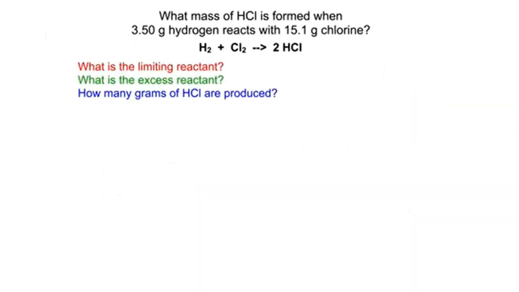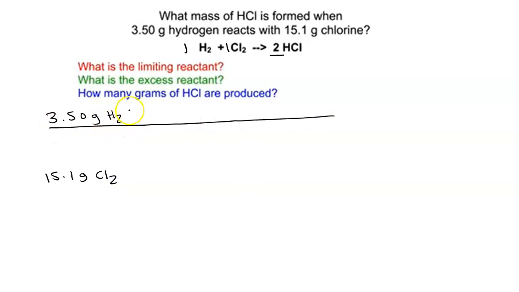What mass of hydrochloric acid is formed when 3.5 grams of hydrogen reacts with 15.1 grams of chlorine? First, we need a balanced reaction. So from left to right, we have 1, 1, 2. We're going to make 2 stoichiometry setups. So I'm starting with 3.5 grams of hydrogen, as well as 15.1 grams of chlorine. So first for my hydrogen, I'm going to cancel out my grams diagonally, and on the other side would be 1 mole. In 1 mole of hydrogen is 2.02 grams because there's 2 atoms.